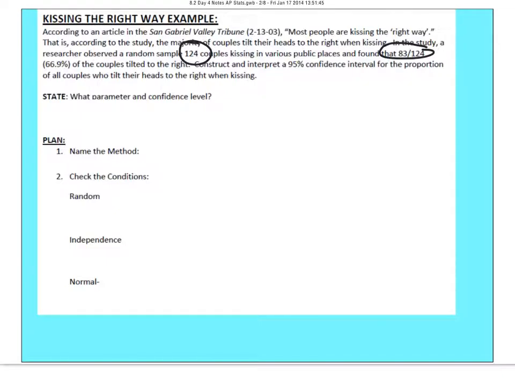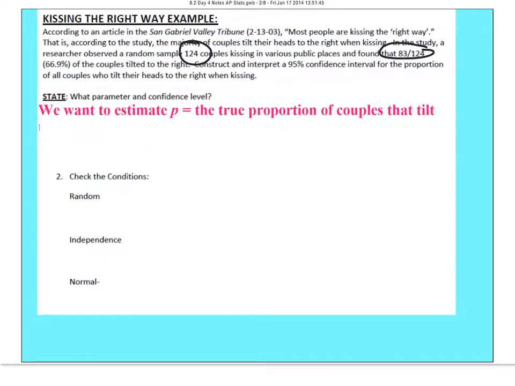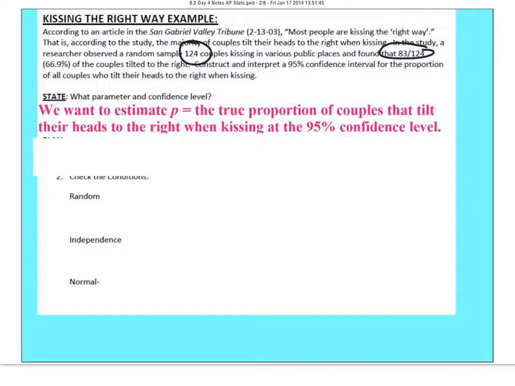Okay, the state part. What is our parameter that we want to analyze, and what confidence level are we using? So what I'm going to say here is we want to estimate P, which is the true proportion of couples that tilt their head to the right when kissing, at a 95% confidence level. Okay, so let's go ahead and do the plan.